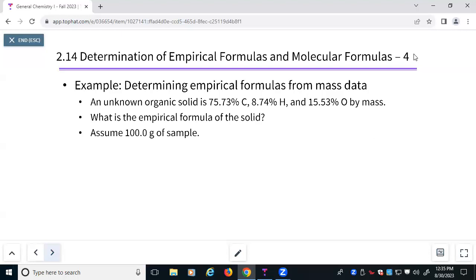All right, we're told that we have an unknown organic solid. Its mass percents are here. We want to know what the empirical formula of the solid is.